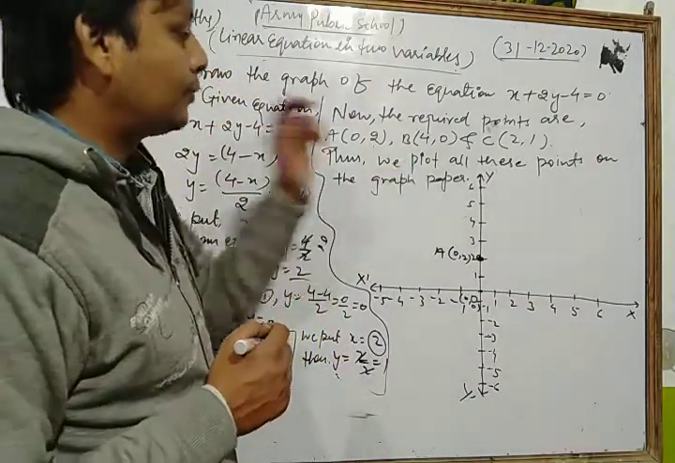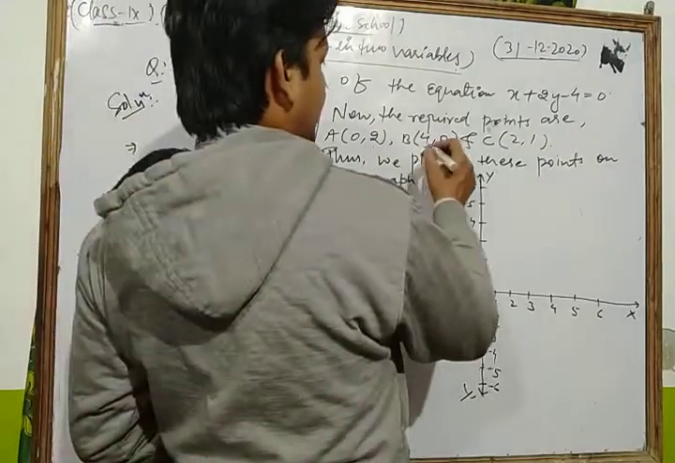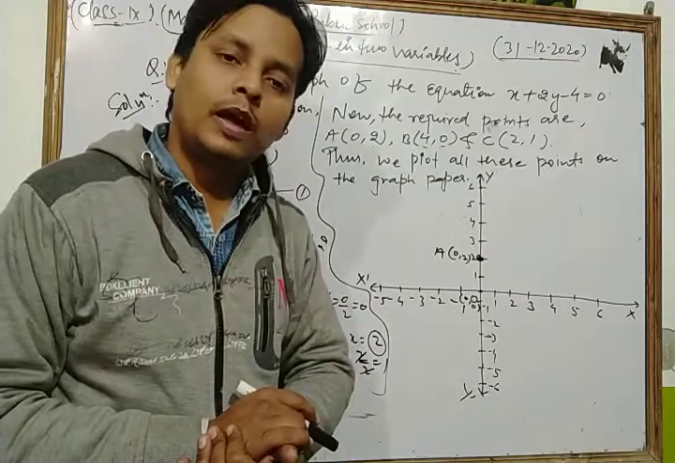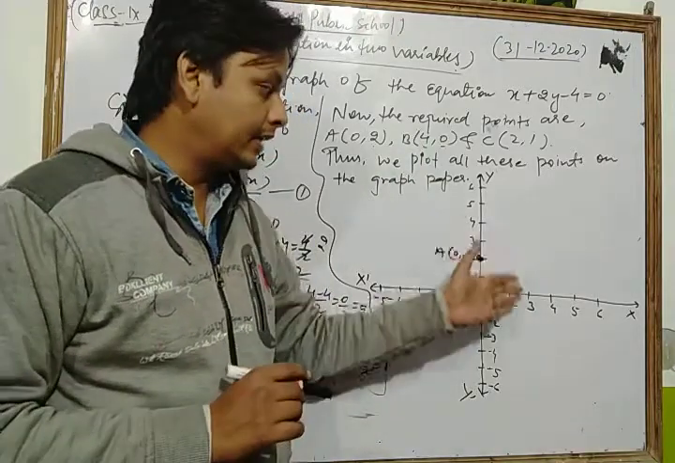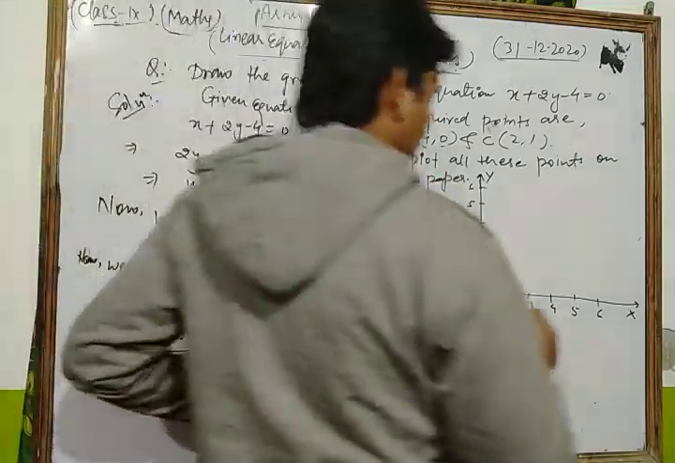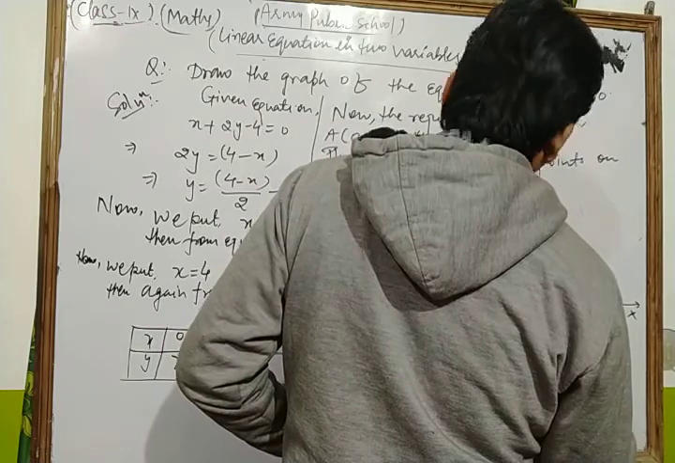Now similarly, the point B is what? 4 comma 0. The abscissa is 4 but the ordinate is 0. In which axis? The x-axis. So that point lies on the x-axis. So 4 comma 0 lies at that place. Here suppose that B is 4 comma 0.